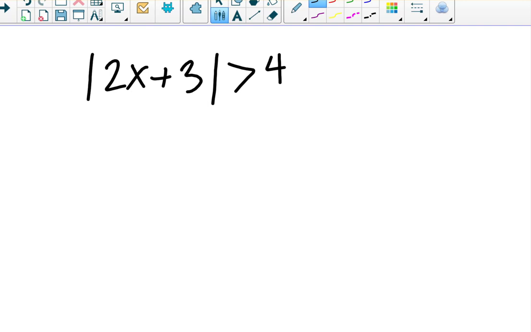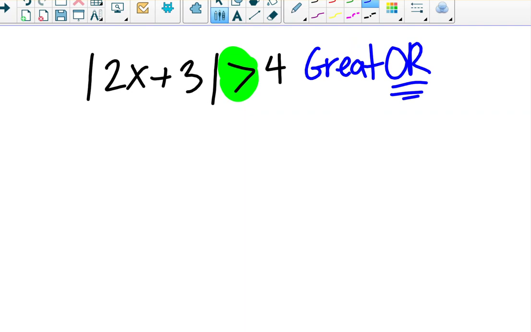Okay, so here we have an absolute value inequality with a greater than sign. So again, the first thing that I always need to pay attention to when I'm looking at absolute value with inequalities is I need to pay attention to the sign. So I think of greater, and I'm going to use some bad spelling, as a greater than problem.